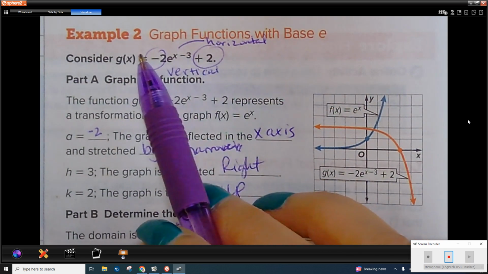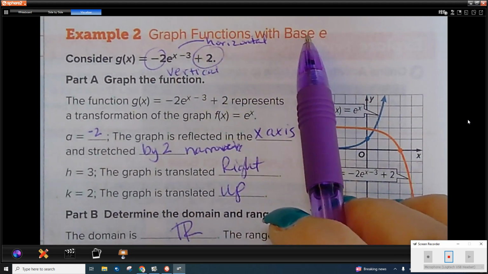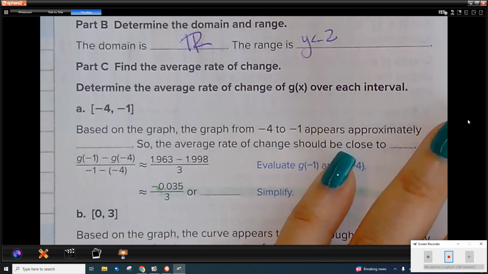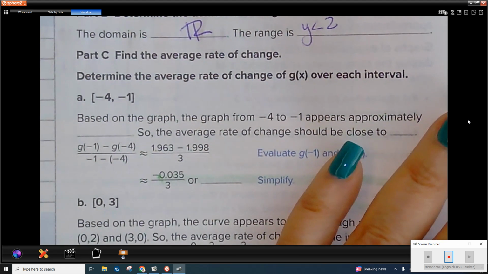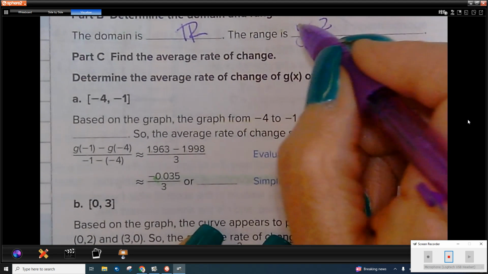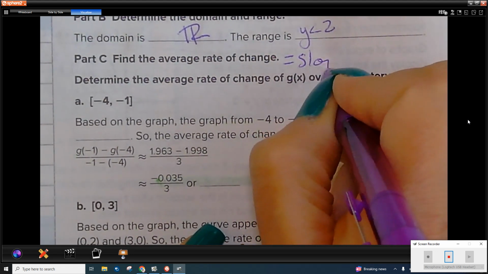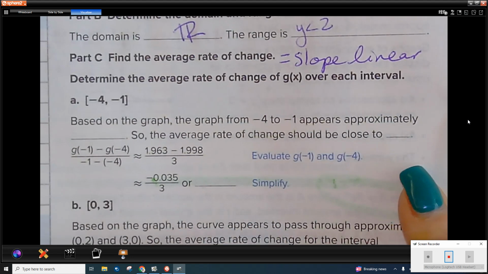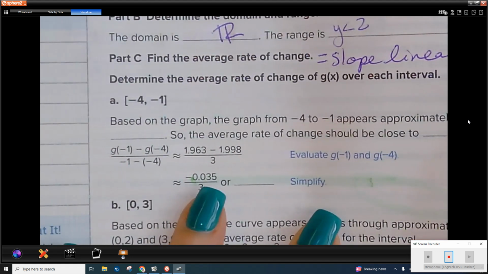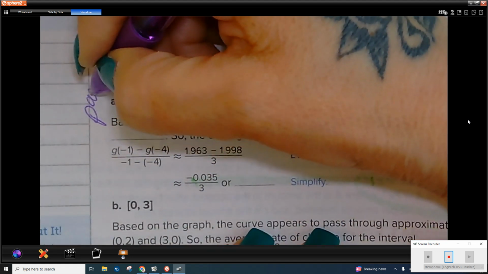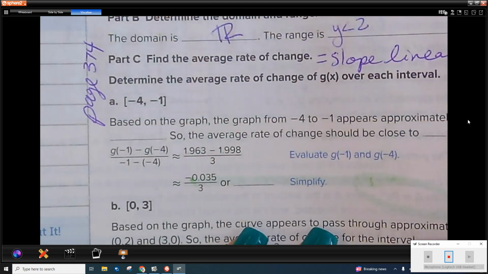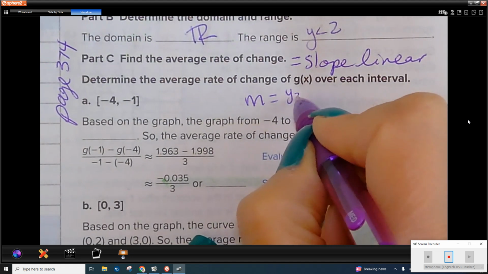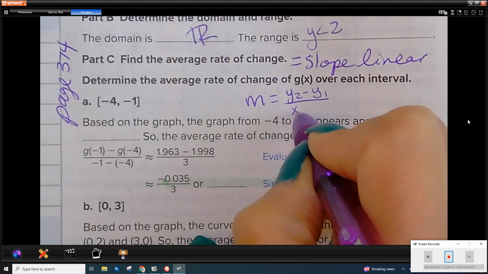So we went over a graph with the base of e, but rate of change is applicable to any curve, any function. The rate of change is actually the slope if it was linear. So you know the slope formula. Just so you know, I'm on page 374. The slope formula is y2 minus y1 over x2 minus x1.